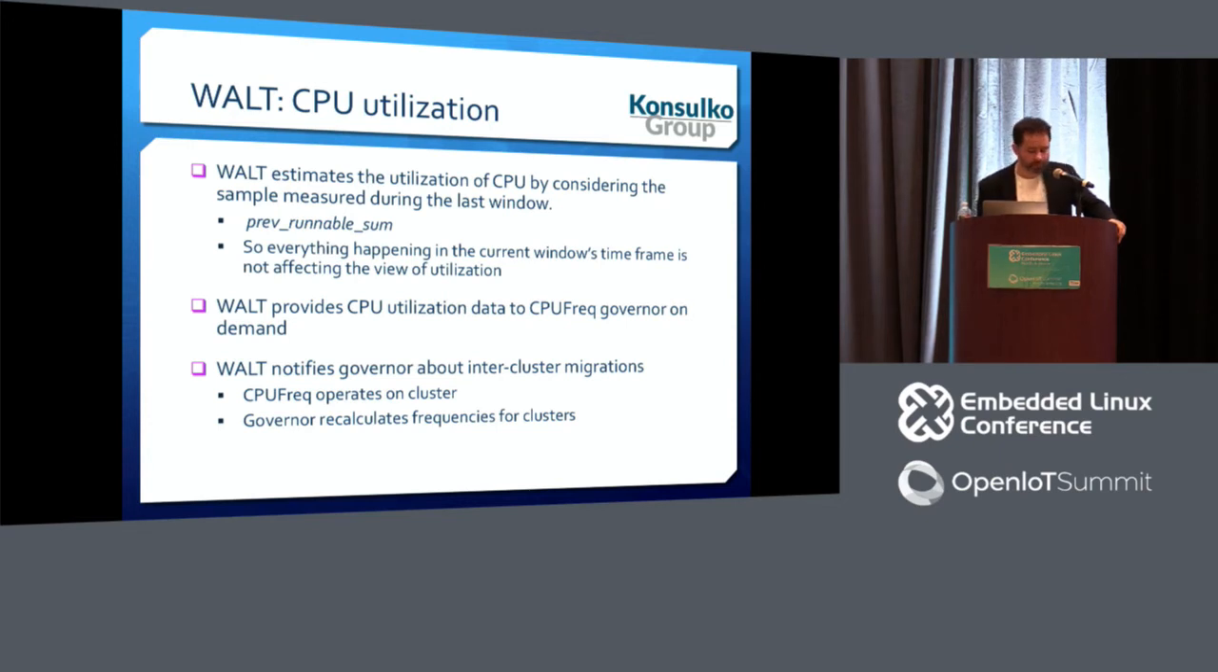Well, what else? WALT is also tightly coupled with the CPUFreq. It provides data to CPUFreq about the CPU utilization. And it also notifies the CPUFreq governor about inter-cluster migrations, because the CPUFreq governor operates only on a single cluster. There are two instances of each governor, whatever governor you choose, one operating on a big cluster and one operating on a little one, and they basically are agnostic about each other. So we need to notify the CPUFreq governor if we're transferring a task from one cluster to the other.